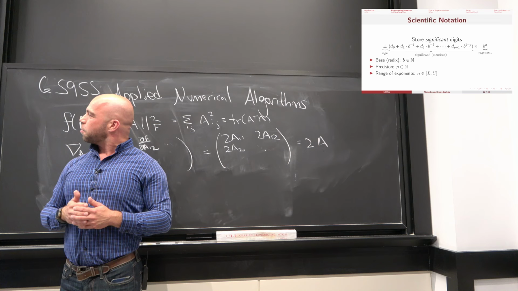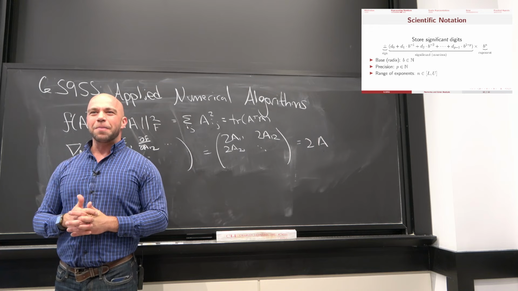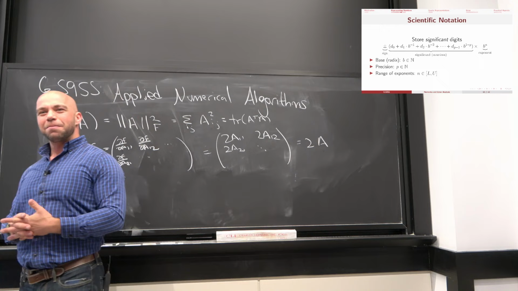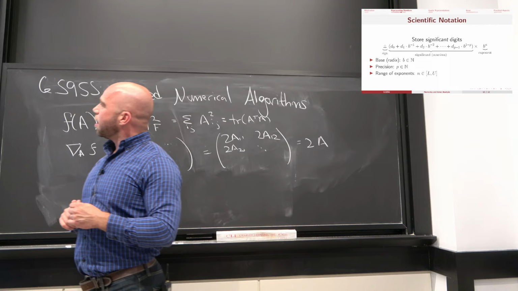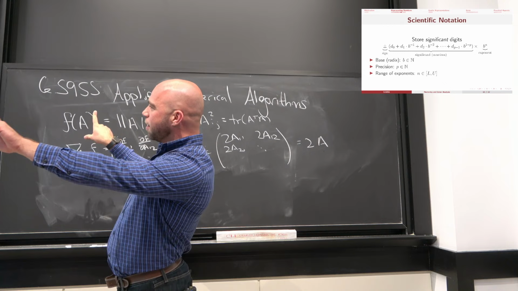One is the base, the letter B here. In almost all computers, your base is 2. I suppose some random engineers made a base 3 machine for fun, but I don't think that's on any of the laptops in front of you. Then there are a few other parameters: the precision, which is the number of digits past the decimal point that you store, and the range of exponents that you can have for n. N here is just an integer.